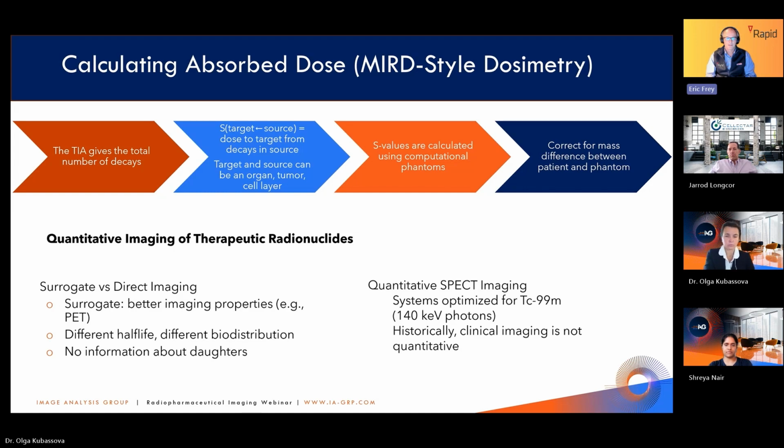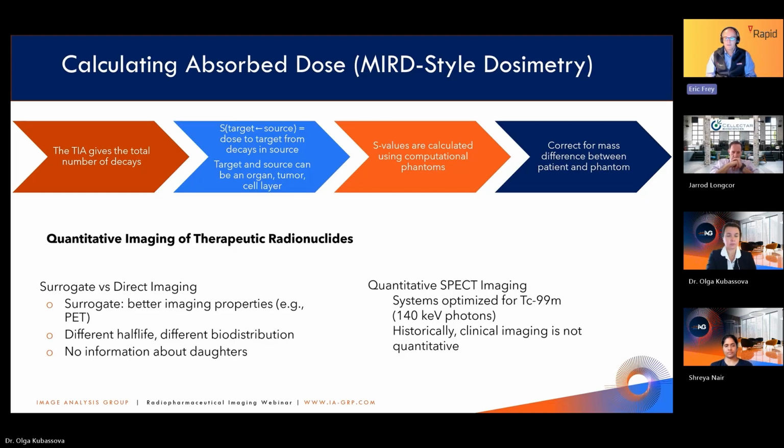what's happening at long time points, depending on what the radionuclide is and the properties of the chelators and so on. You can have a different biodistribution, and especially for things like alpha emitters, one important difference is that you get no information about the daughters. With single photon emission computed tomography imaging, depending on the radionuclide, you can sometimes get information about both the parent and the daughters. And if you don't have that with a surrogate, then you have to have models to predict where the daughters will go.